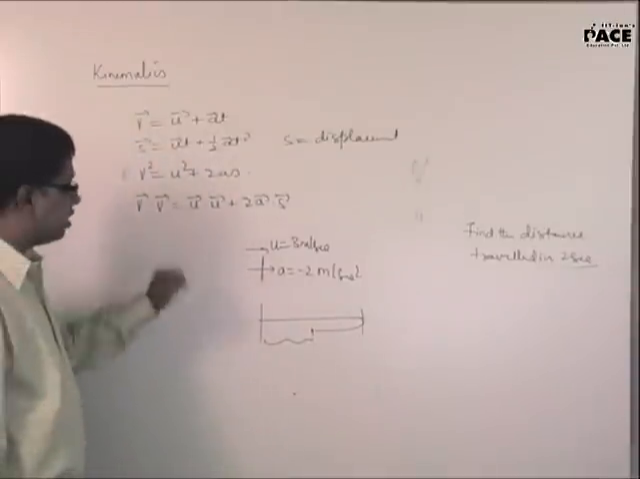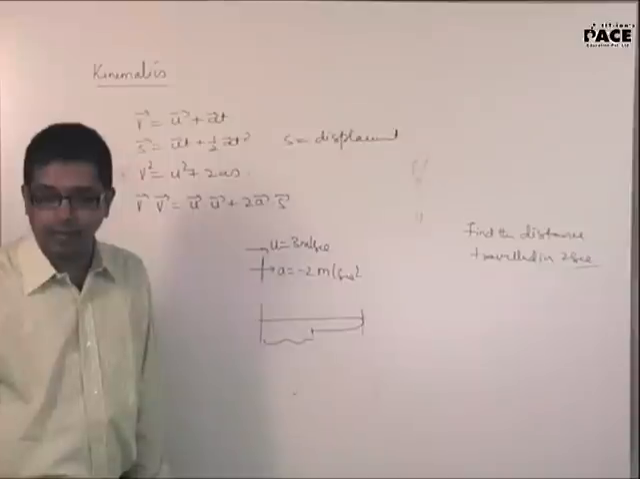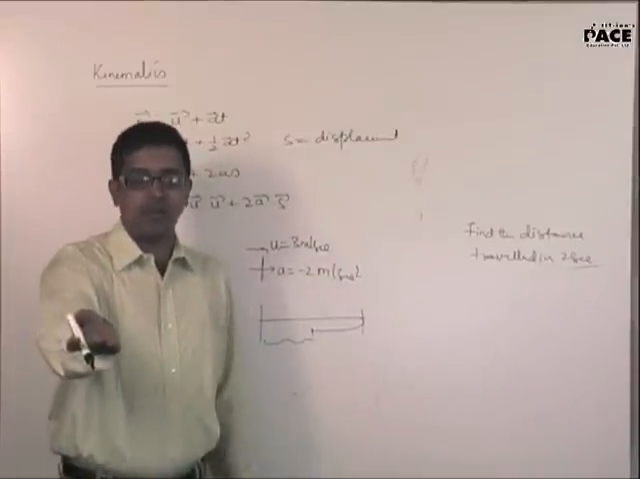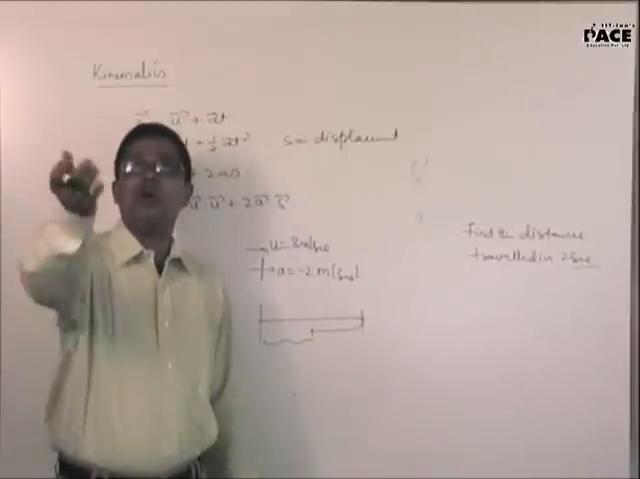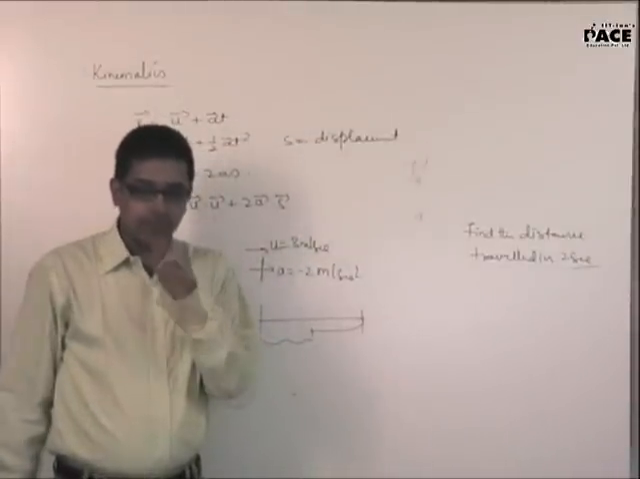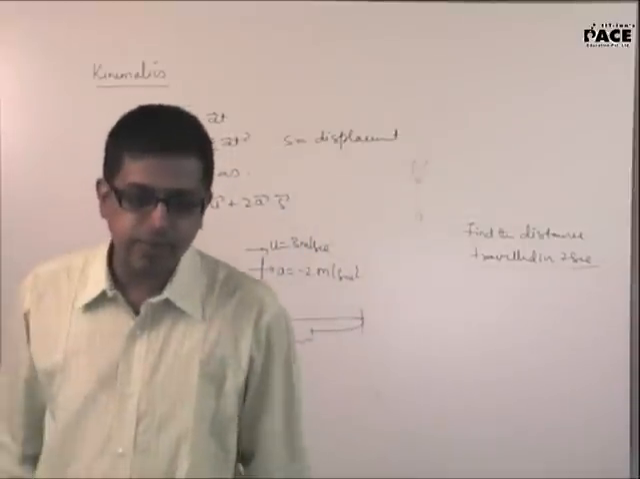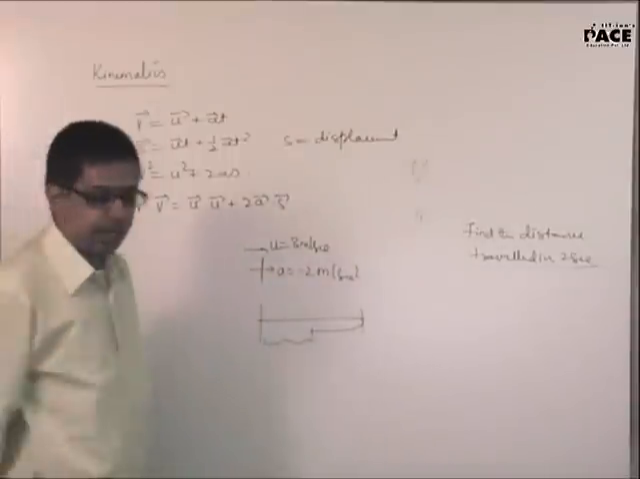Now what makes you feel that the body will turn back? If the velocity becomes 0 at any particular point, it will turn back. It is more like throwing a body in the upward direction. When you throw a body upward, it goes to the highest point and it comes back. So when you threw a body upward, the body was decelerating. It goes up and it comes back.